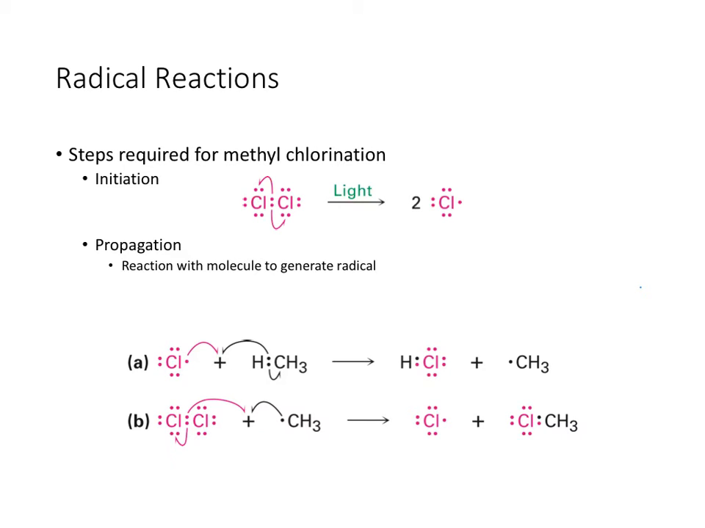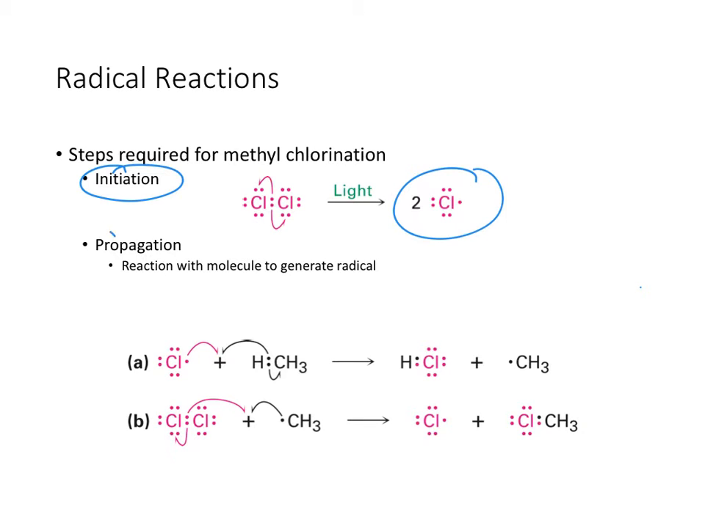Here's an example of a radical reaction mechanism. So in this reaction, we're going to add chlorine to methane. In the first step, which we call initiation, the chlorine molecule symmetrically cleaves. So then you end up with two chlorine radicals. So that bond between the chlorines has symmetrically cleaved with each chlorine taking one of the two electrons.